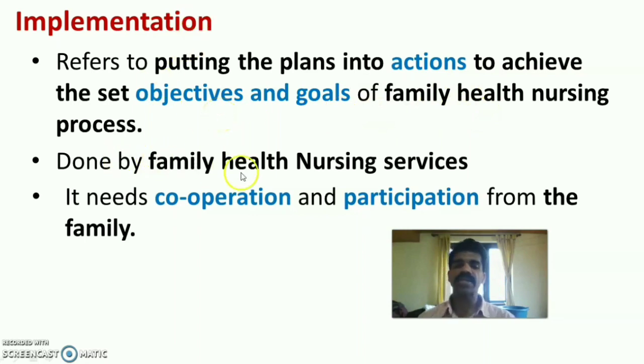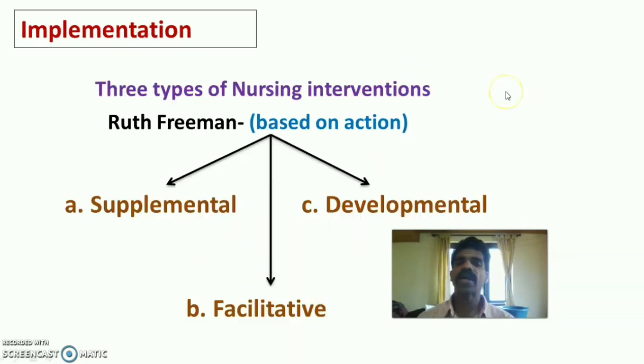Implementation is done by the family health nursing service. So by rendering various family health nursing care or services, we do the implementation. It is done by rendering various family health nursing services to the family members. In this implementation phase also, we need complete cooperation and participation from the family members. According to Ruth Freeman, there are three types of nursing interventions to be implemented, based on the actions: supplemental, facilitative and developmental.